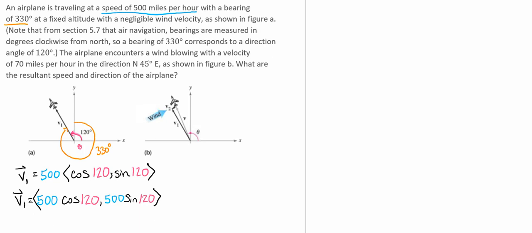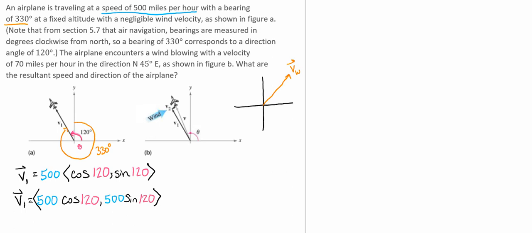We're given that the airplane is going to encounter wind blowing with a velocity of 70 miles per hour in a direction of north 45 degrees east, as shown in the second picture. If we look at it separately, the wind is blowing at north 45 degrees east, and that means this is the velocity of our wind. What's happening is this wind's velocity is pushing against the velocity of the airplane, which shifts it over.